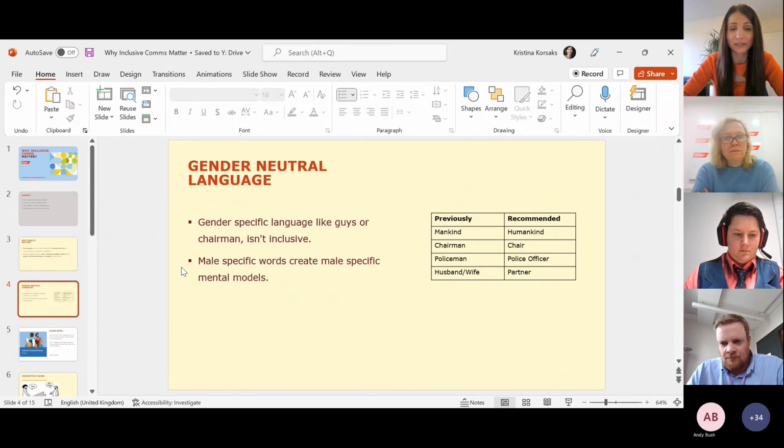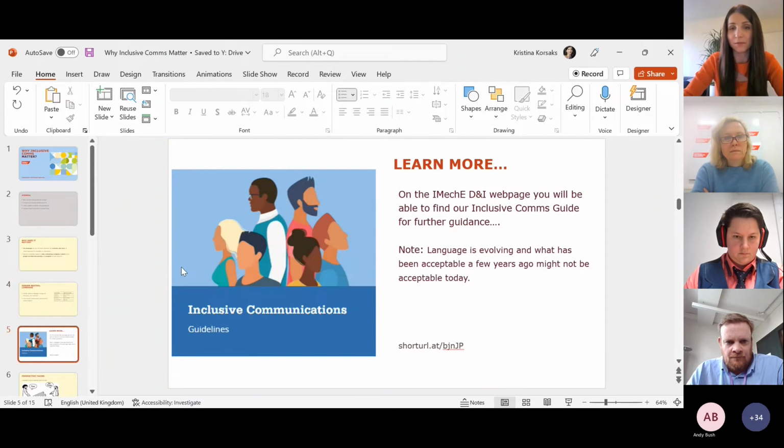And of course, there are many, many other words, and you can learn more from the Inclusive Communications Guide provided by the IMechE on the D&I webpage. But an important note to make is that language is evolving, and what has been acceptable a few years ago might not be acceptable today.